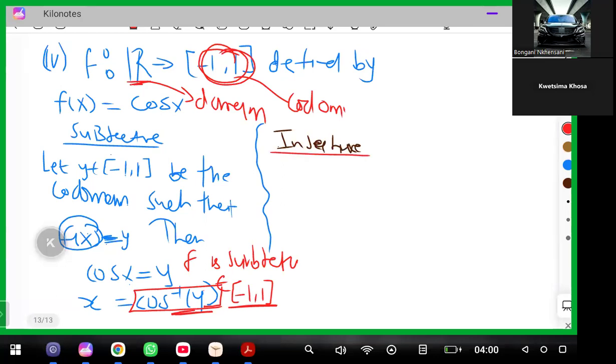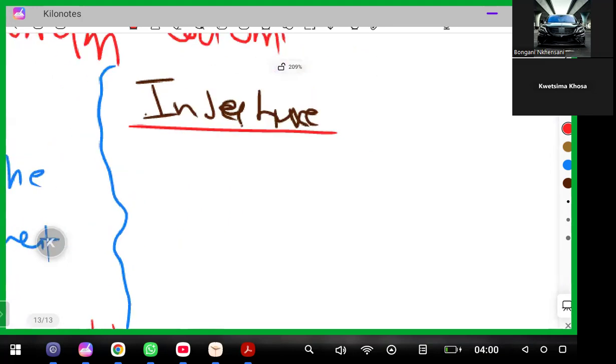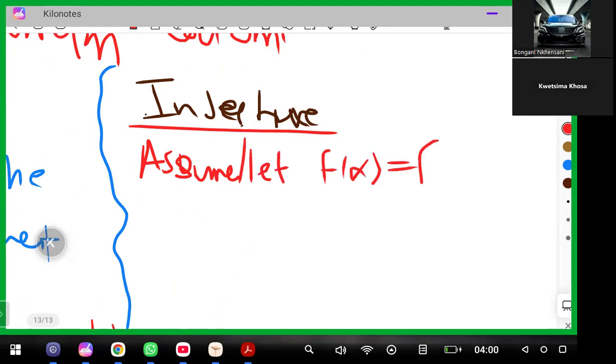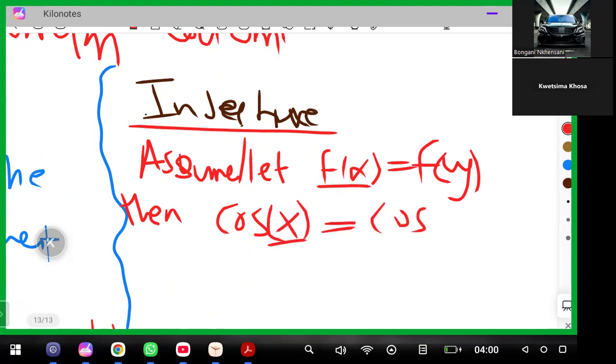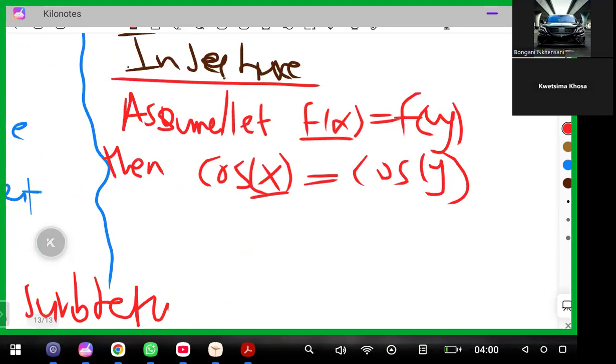And then now we check for injective, right? We must check if the function is going to be one to one. So we're going to assume let f of x be equal to f of y. And then we know that cosine x is our f of x, and for f of y we just replace with y. Then we should just check if x is going to be equal to y.